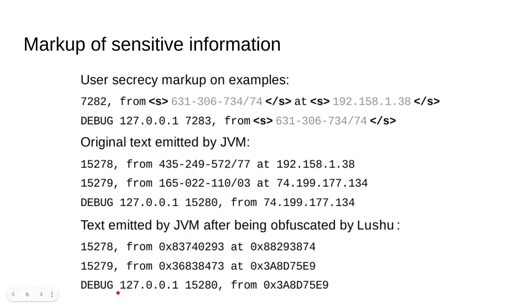But you can see that the second word in this third log at the bottom here is not encrypted, even though it's an IP address. That's because the user did not mark this position as a sensitive IP address.